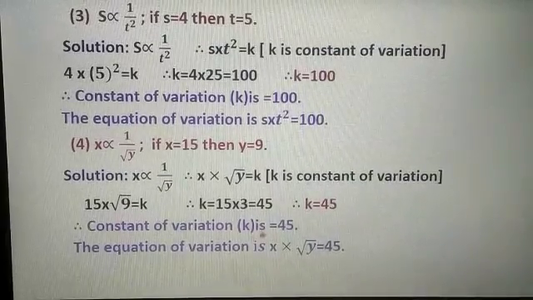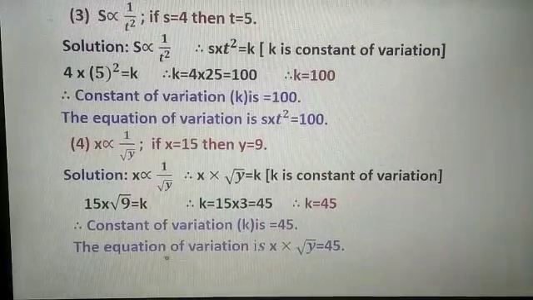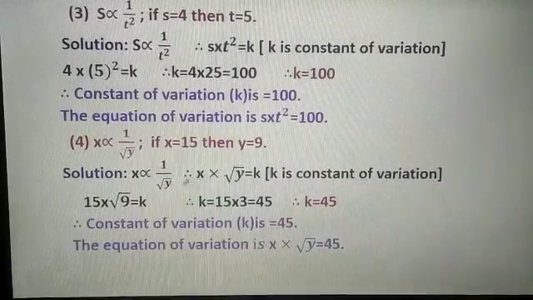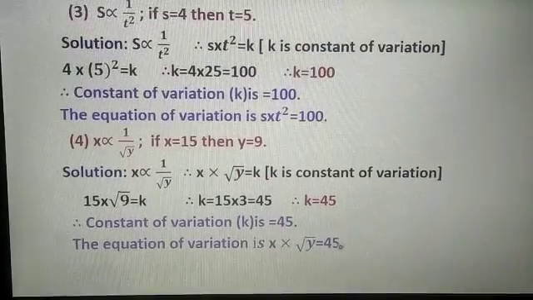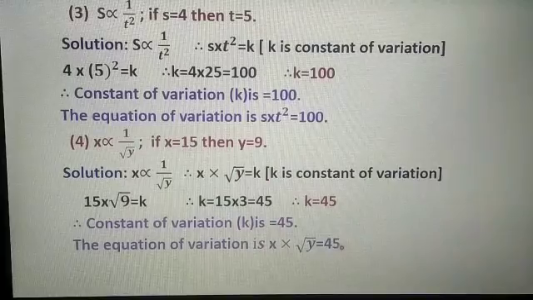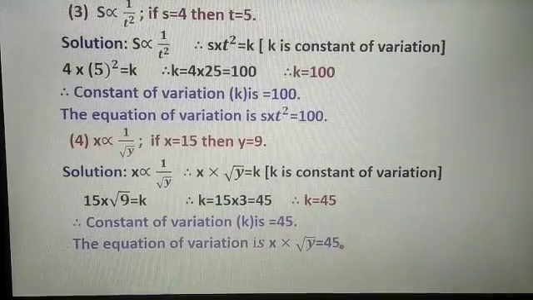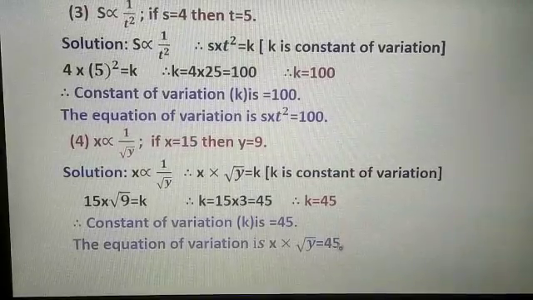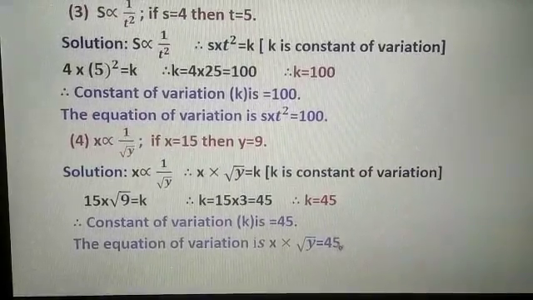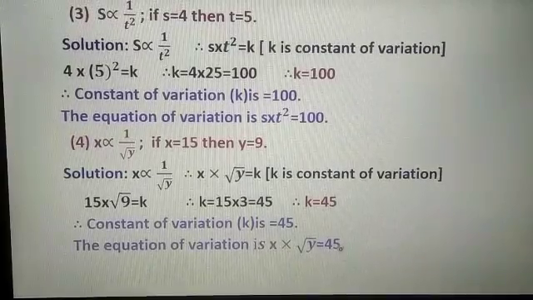Now the constant of variation K is 45. Therefore the equation of variation is what? X into under root Y is equal to K. This means X into root Y is equal to 45. Now understood, children? Third and fourth examples also. So let us see the third example in the next video. Okay. Till then complete these two questions.